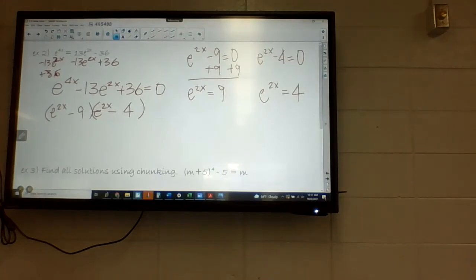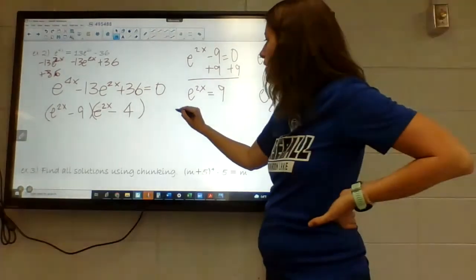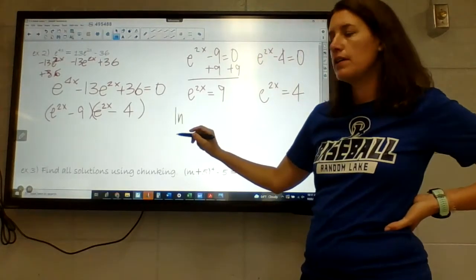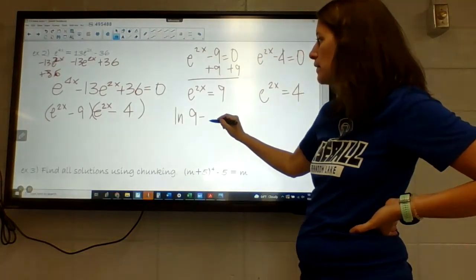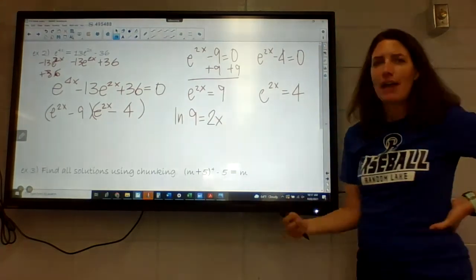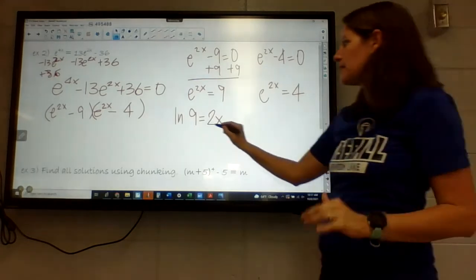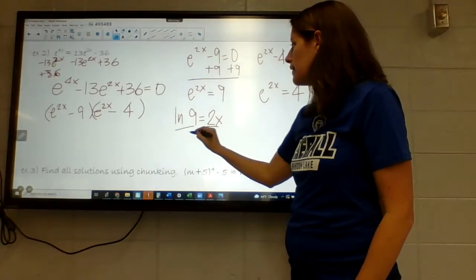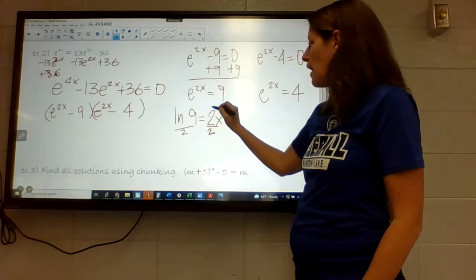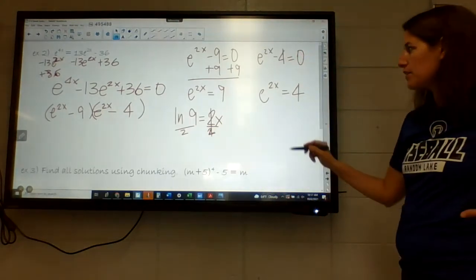Now let's switch it back to logs. It's log base e, which is that ln. ln of 9 is going to equal what? 2x. That's something we should be able to solve. You shouldn't have to look at that now and be like, I don't know what to do. Again, it should be something we can solve, and divide it by 2. And that's going to give us our x value.